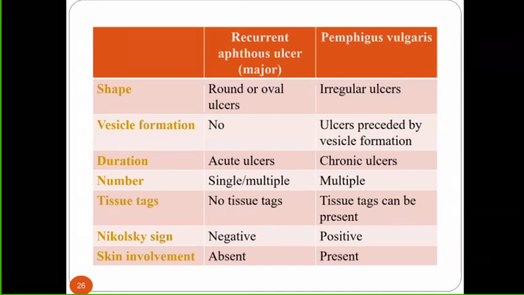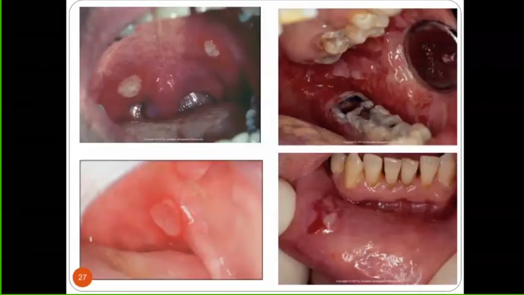Nikolsky sign. Have you heard of this? Nikolsky sign. Okay, so this is a characteristic of pemphigus. That means when you just happen to touch even a normal area, you will have that bulla forming in pemphigus. That is Nikolsky sign. Okay, that is positive in pemphigus, but not present with the abscess ulcer.